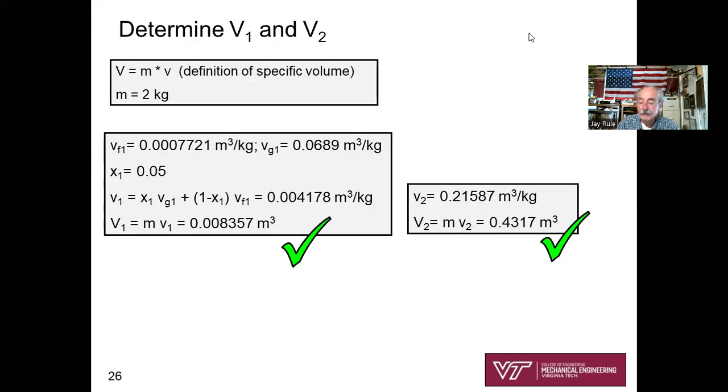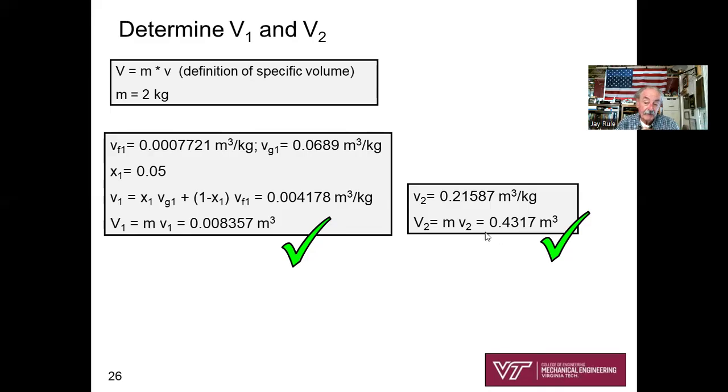Okay, now the numerics of the problem. We're simply assigned to determine capital V1 and capital V2. We know the mass. We've got to figure out what V1 is. Well, we'll just use the definition of quality and our lookup values that we wrote down to get v1 is 0.004178. So V1 is simply the mass times specific volume, or 2 times that, 0.008357 cubic meters. What's V2? The mass times the v2 that we wrote down. So capital V2 is 0.4317 cubic meters.